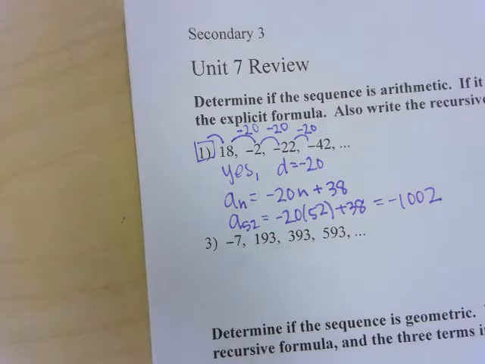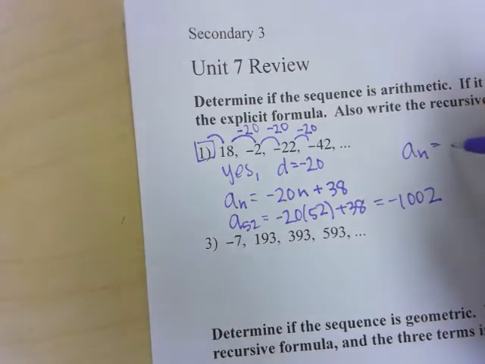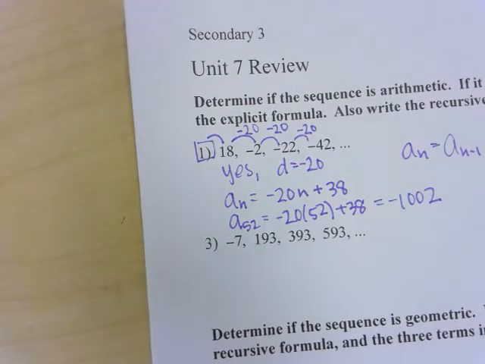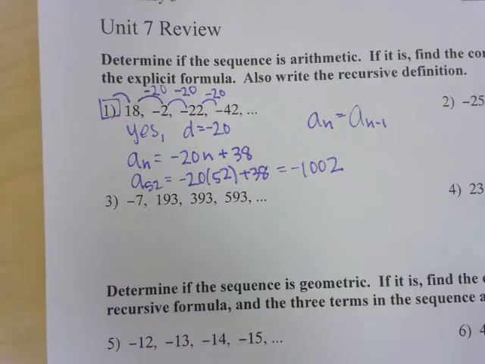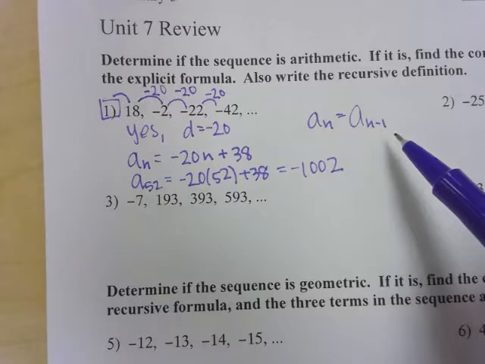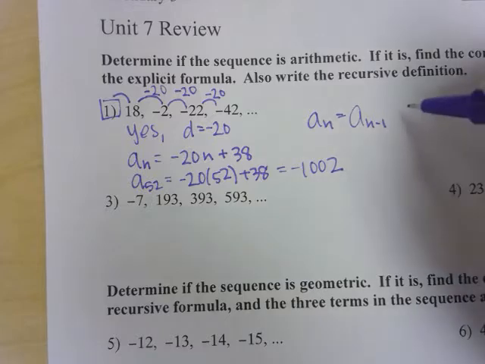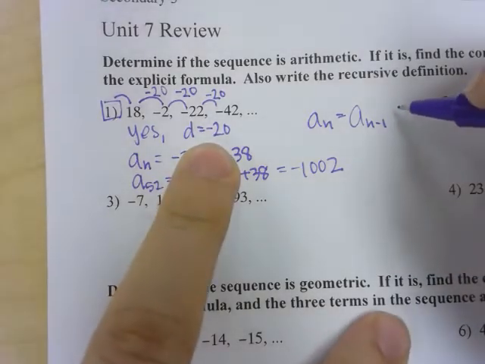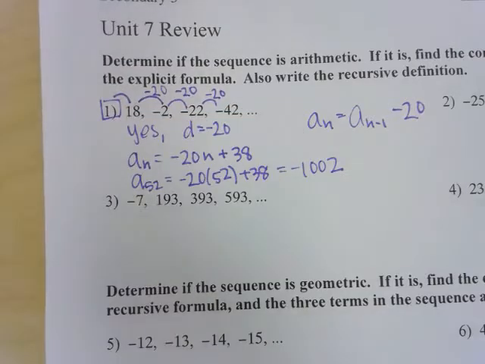If I wanted to write the recursive definition, that says a sub n equals a sub n minus 1. The recursive definition always starts out like that. When you're writing these, make sure your n and your n minus 1 look like subscripts. It should not look like a multiplier. And then what's the common difference? I'm going down by 20, so -20. Every piece of this is part of the answer.